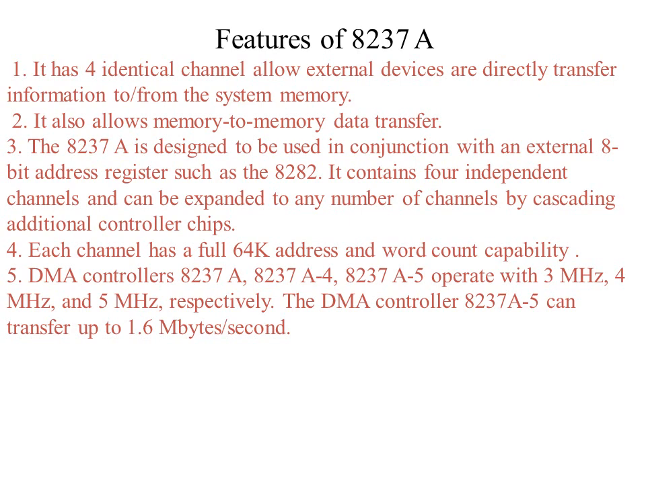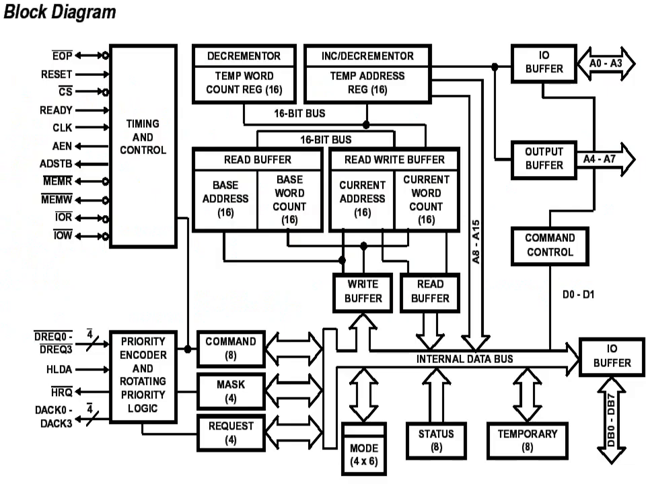DMA controller. The 8237A or the advanced version of this operates with 3 MHz, 4 MHz and 5 MHz frequencies respectively. This is the block diagram of the 8237.